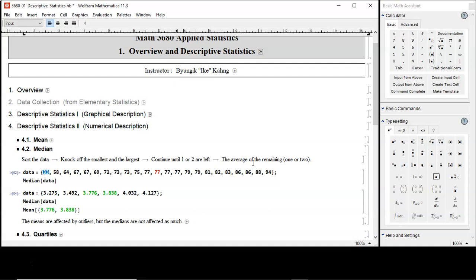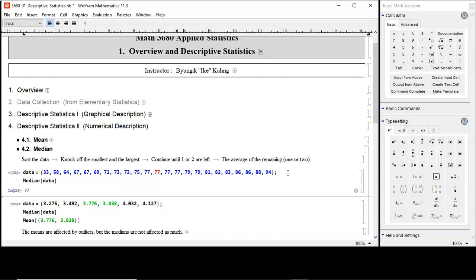Smallest out, largest out, and then next smallest out, next largest out. I'm a bit tired of doing this, so let's do it 3 at a time. Those out, these 3 out, these 3 out, and then these 3 out, and then these 3 out. Okay, what do we have? In the middle, we have 77. That's the median. It's easy.